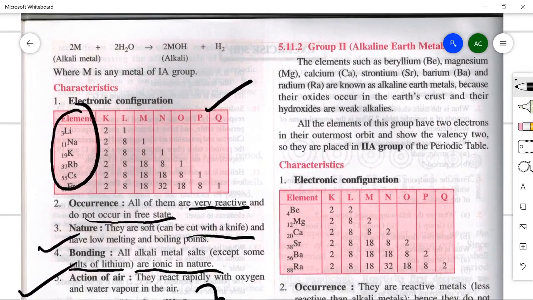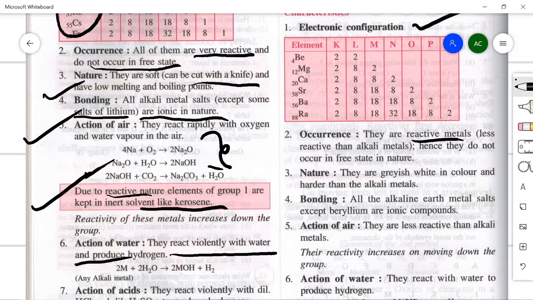Then group 2. We are only revising this because I have already explained everything. These elements are known as alkaline earth metals because they occur in the earth's crust and their hydroxides are weak alkalis. This is the configuration. They are very reactive, so they do not occur in the free state. They are greyish white in color and harder than the alkali metals. All the alkaline earth metals except beryllium are ionic.